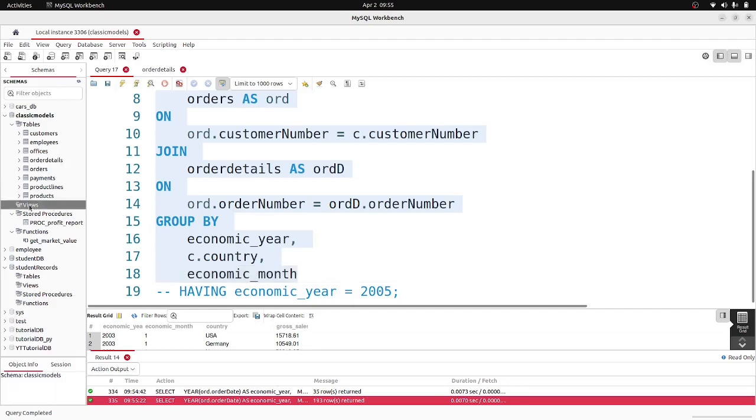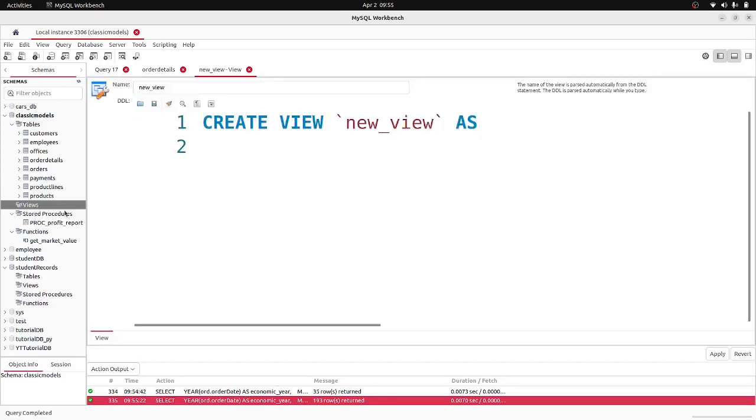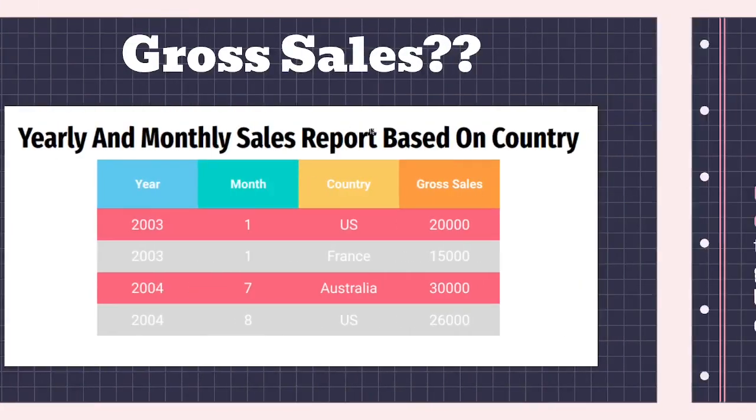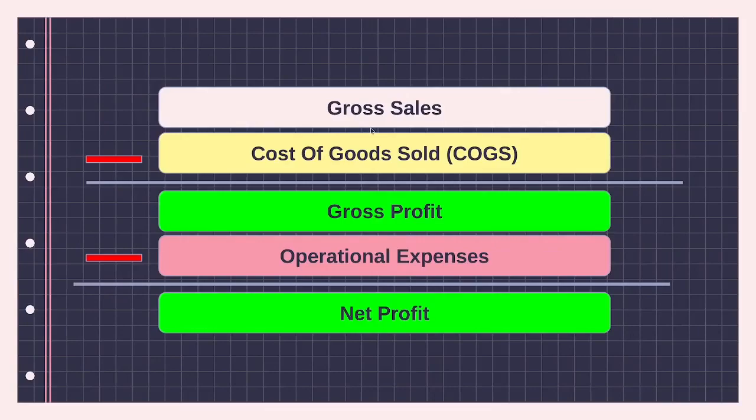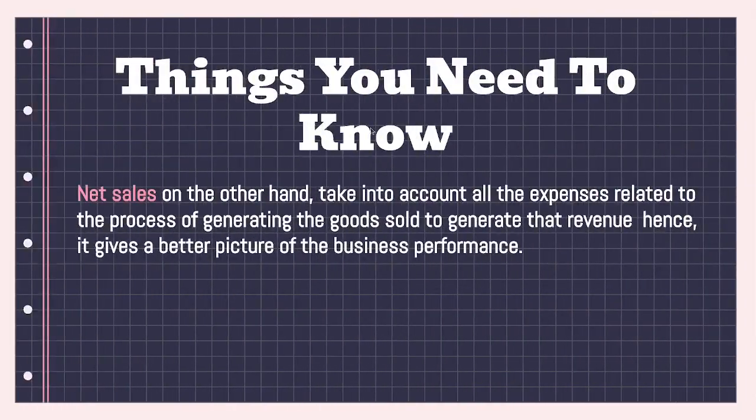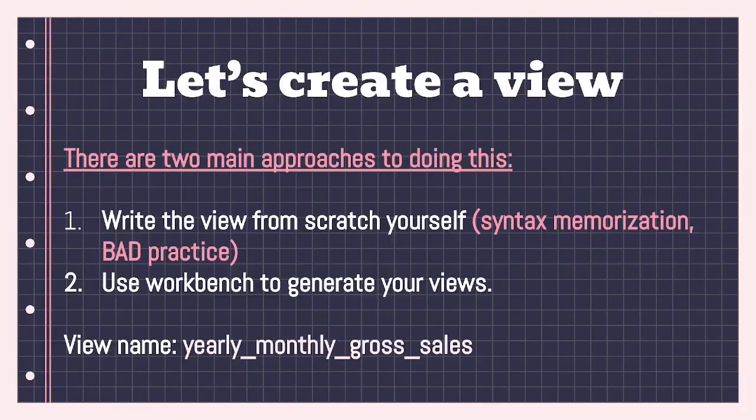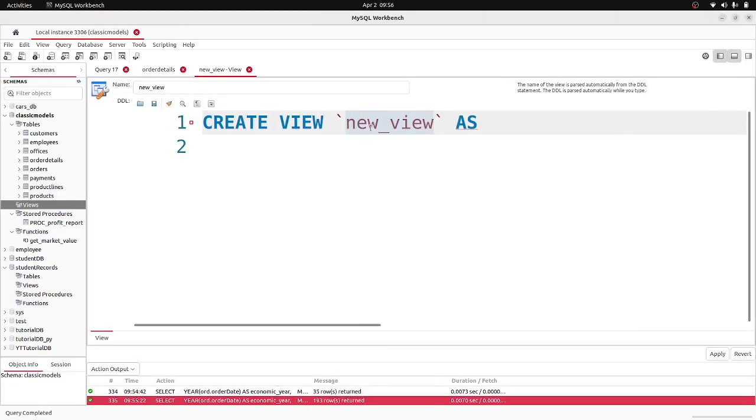I told you we're going to be using MySQL, because we want to write the code from scratch ourselves. So to do this, you just have to come here and say create view, and then give the view a name. I have a name that I mentioned right here. I call it yearly_monthly_gross_sales, just like that.